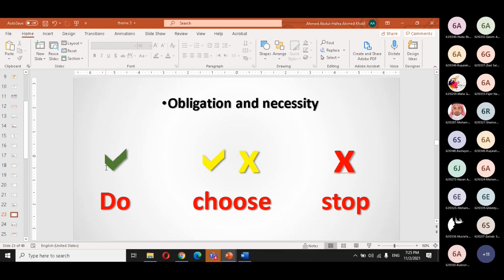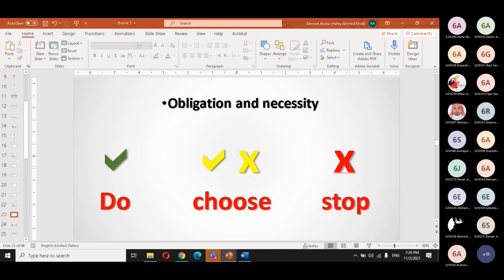So here you are enforced, you are obliged to do something. It is necessary to do something. Okay? If I say to pass the course, it is necessary to pass the final exam. So this is something necessary to do. So this is positive. Okay, let us go to the last one.